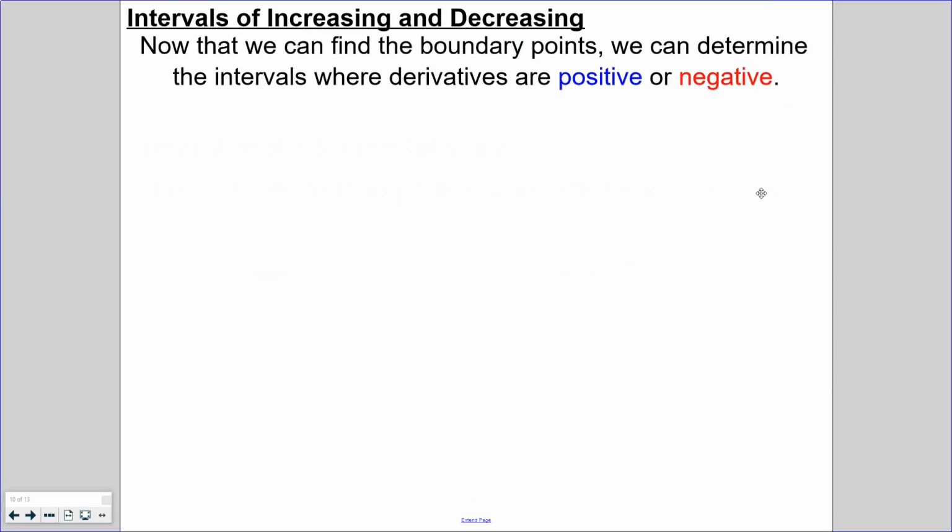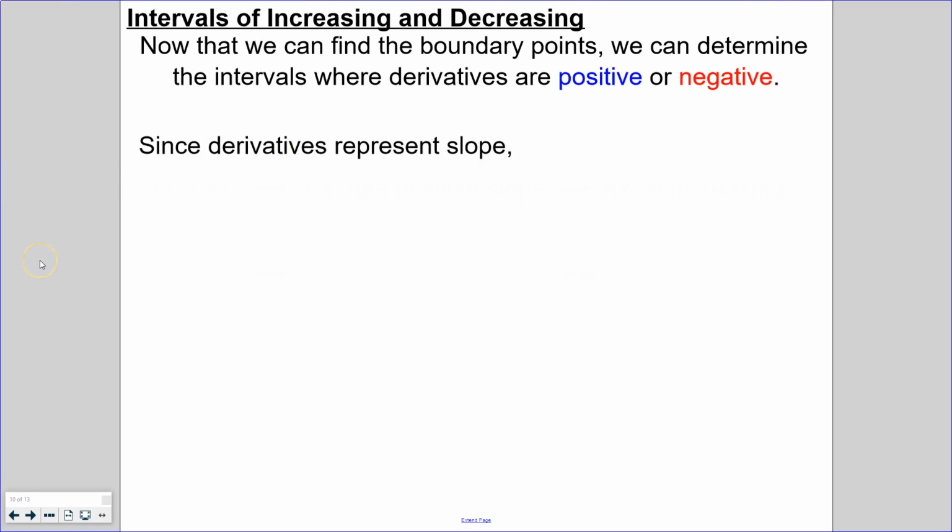Alright, so now that we know how to find our boundary points, how do we actually determine the intervals for increasing or decreasing? Well, I guess it says it right on the screen. Now that we can find the boundary points, we can determine the intervals where the derivatives are positive or negative.